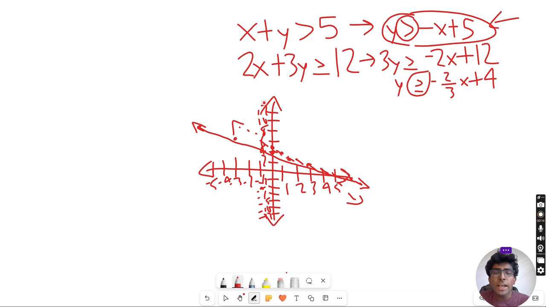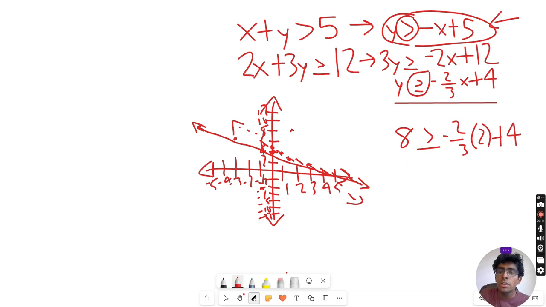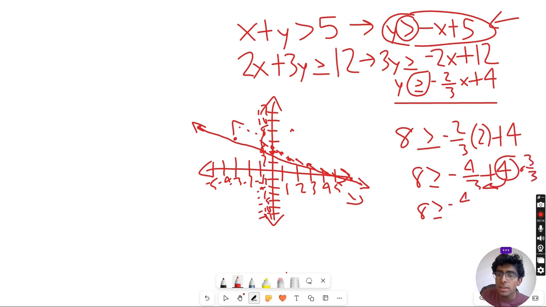All right, so we figured out that we want to pick a point up here as our point that we're using, because that's the area that we identified as satisfying the first inequality. So we're going to pick a point here, let's say 2, 8, and plug it into this inequality and see if it works out. So 8 is greater than or equal to negative 2/3 times 2 plus 4. So 8 is greater than negative 4/3 plus 4. Remember, when we add fractions, we want to convert to a common denominator, so multiply the top and bottom by 3 to get negative 4/3 plus 12 over 3. So 8 is greater than or equal to 8/3. That would be correct. That does work.